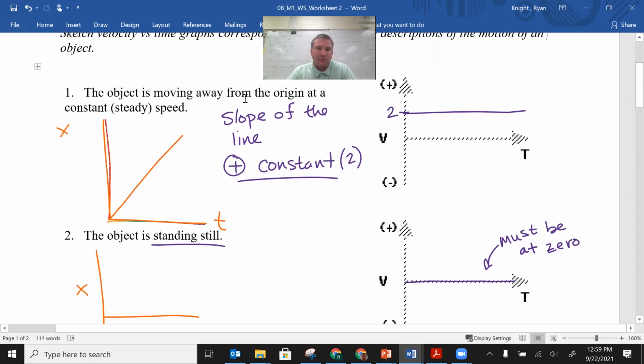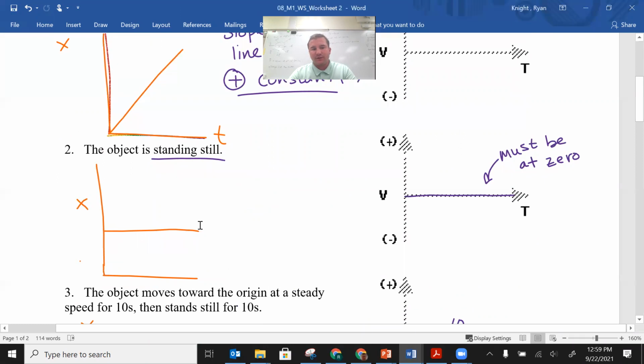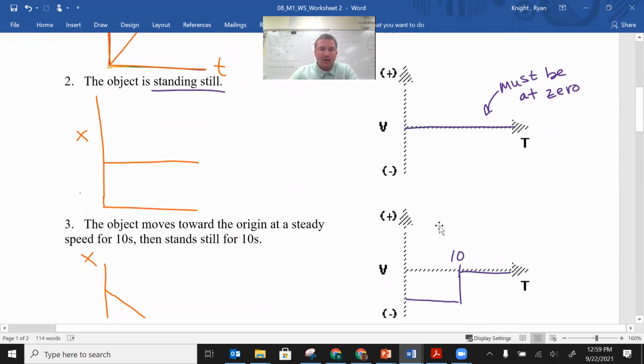We get object moving away from the origin, right? You get a positive line right there on a position graph. Looks like a flat line on a velocity graph. Object standing still, position graph is just a horizontal line anywhere on the axis. Velocity graph is a straight line. It's got to be at zero because standing still obviously has zero velocity.